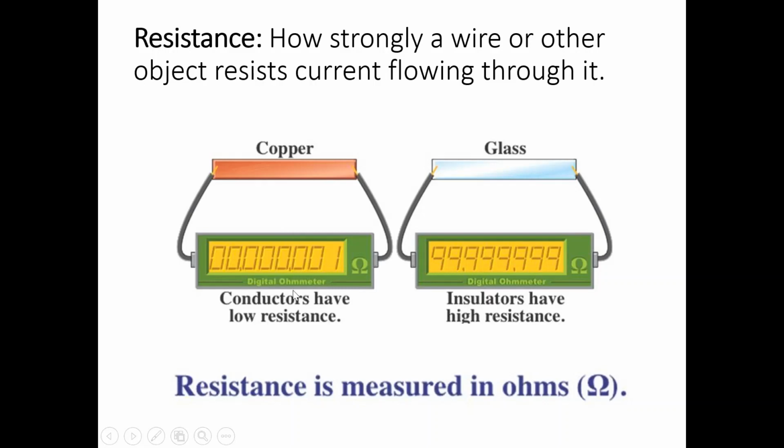Copper, on the other hand, is what is called a conductor. It has a really low resistance. It lets electricity flow through it. So conductors let electricity flow through very quickly. Insulators do not. The measurement of resistance is called an ohm, OHMS, and you can see the symbol that is used for it.